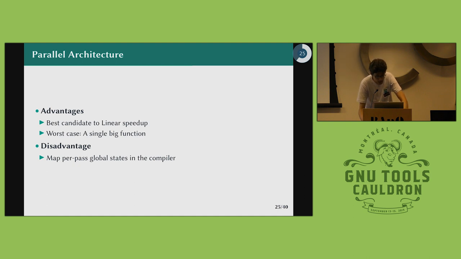Okay. So what are the advantages of this architecture? It's the best candidate for linear speedup if functions are about the same size, right? The worst case scenario is when we have a single big function, which will then bottleneck the compilation. The disadvantage of this approach is that we have to map all per-pass global states in the compiler. GIMPLE has around 200 passes that we need to look at, and it's really painful to work on.